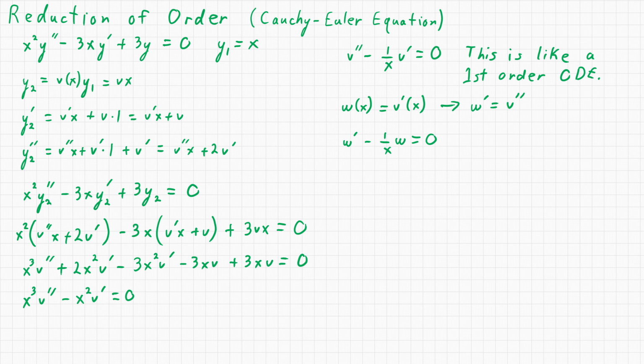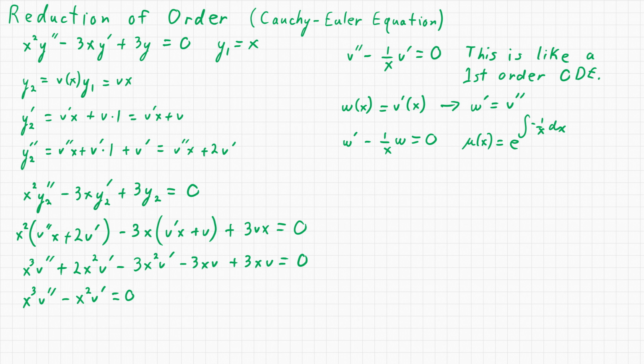And so the method we're going to use is integrating factor. So for the integrating factor, we have to figure out the mu of x here. We have our function, 1 times w prime minus 1 over x times w. So our integrating factor, mu of x, is e to the indefinite integral of this piece in front of the w, the negative 1 over x dx.